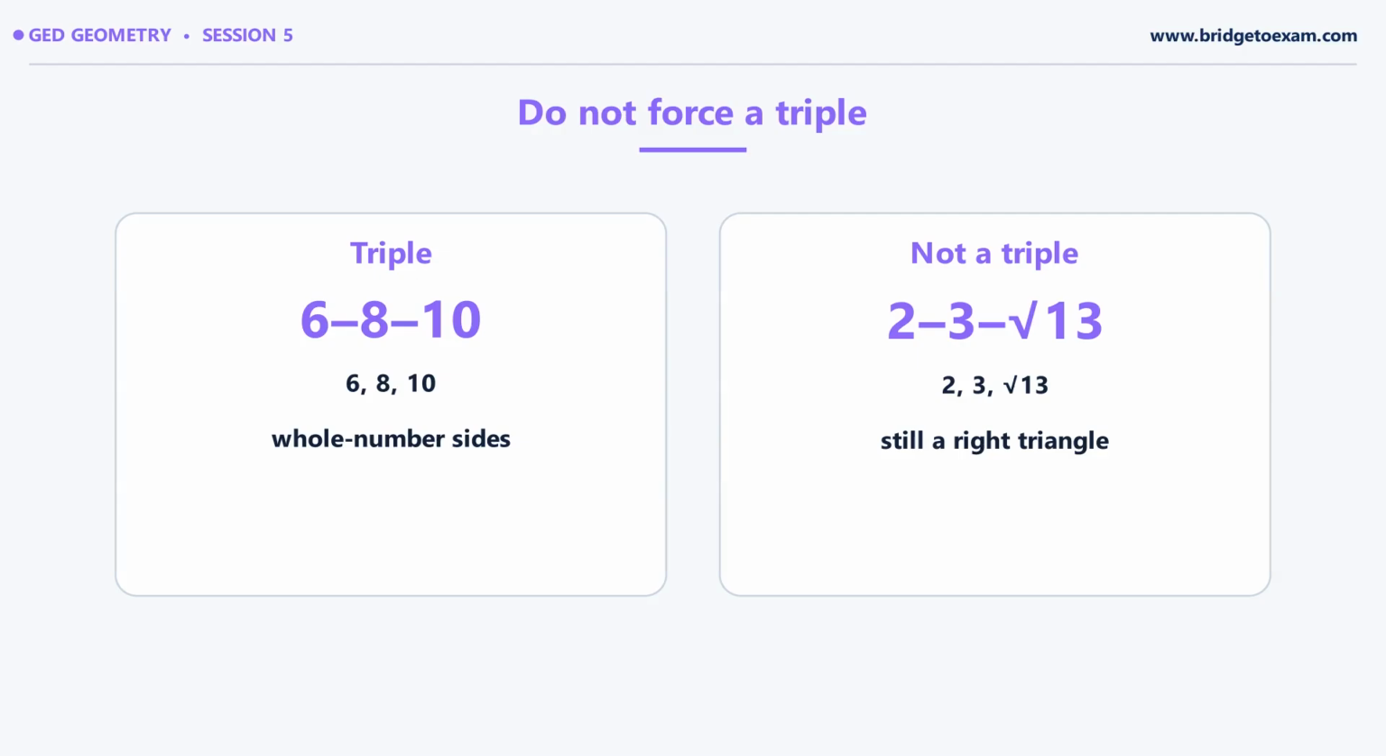Not every right triangle has whole number sides. Legs 2 and 3 produce root 13, not another integer. If no pattern appears, use the theorem normally. Memorized triples should save time when they fit. They should never replace a calculation when the numbers do not match.